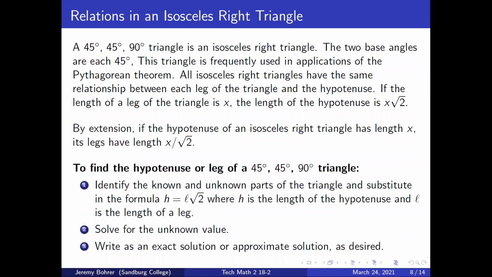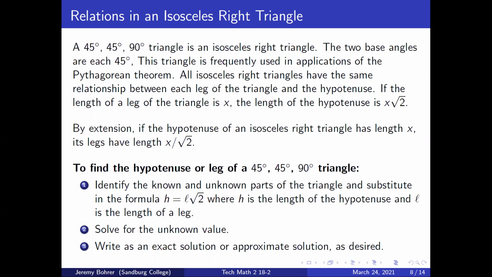A 45-45-90 triangle is an isosceles right triangle. The two base angles are each 45 degrees. This triangle is frequently used in applications of the Pythagorean theorem. All isosceles right triangles have the same relationship between each leg of the triangle and the hypotenuse. If the length of a leg of the triangle is x, the length of the hypotenuse is x times the square root of 2.